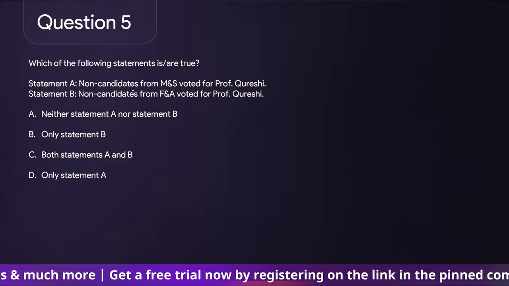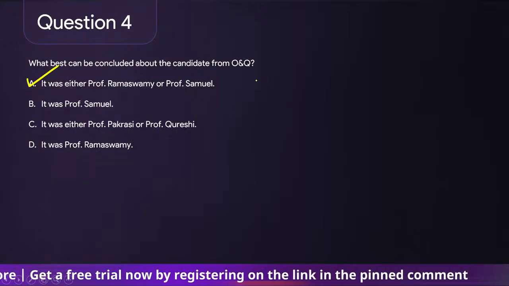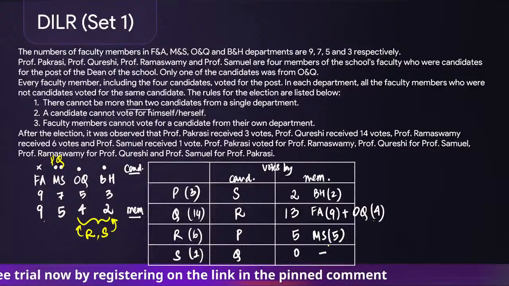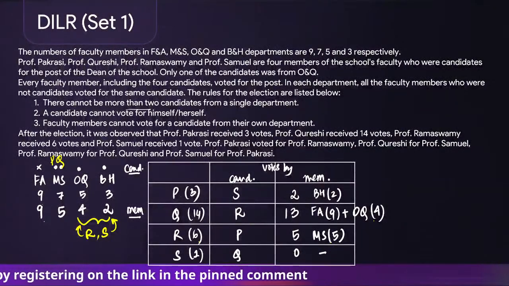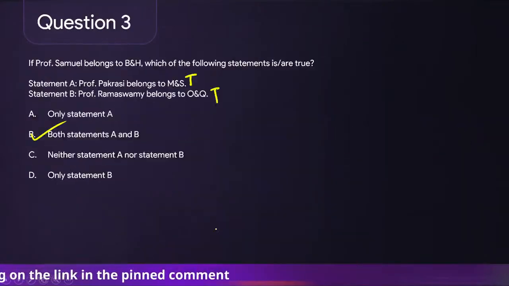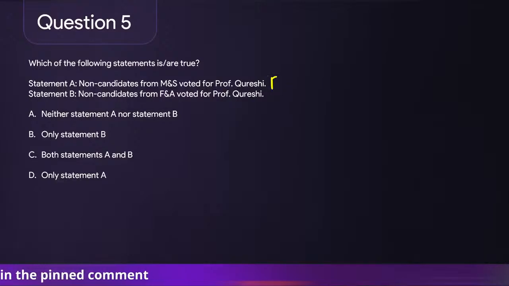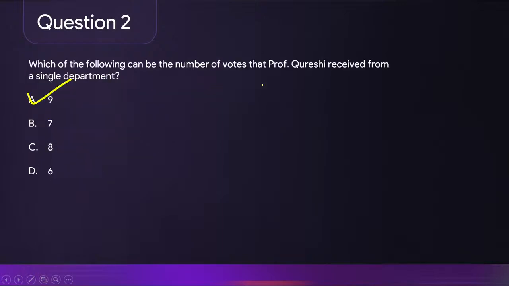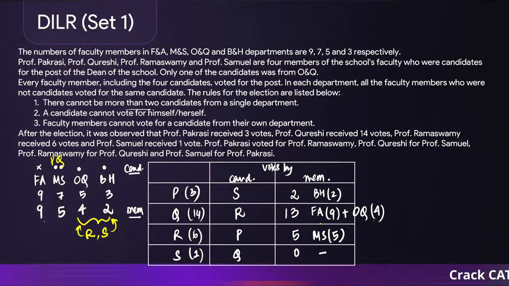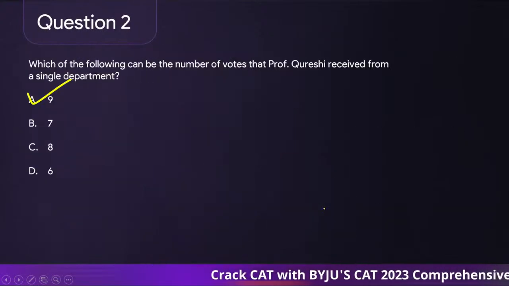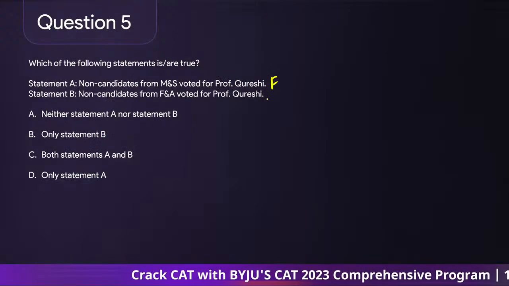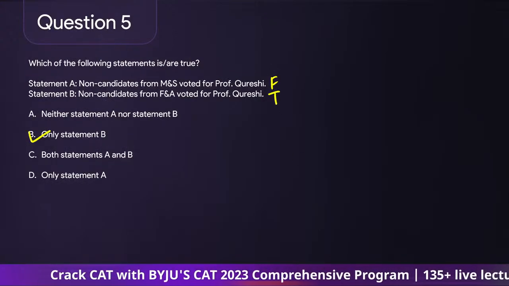Next, which of the following statements is or are true? Non-candidates from MS, that is members from MS, voted for Q. The members of MS voted for R, not for Q. So this is false. And non-candidates from FA voted for Q. This is true. Q's votes came from FA, 9 votes of FA. So the second statement is true. So we can say only statement B is true.